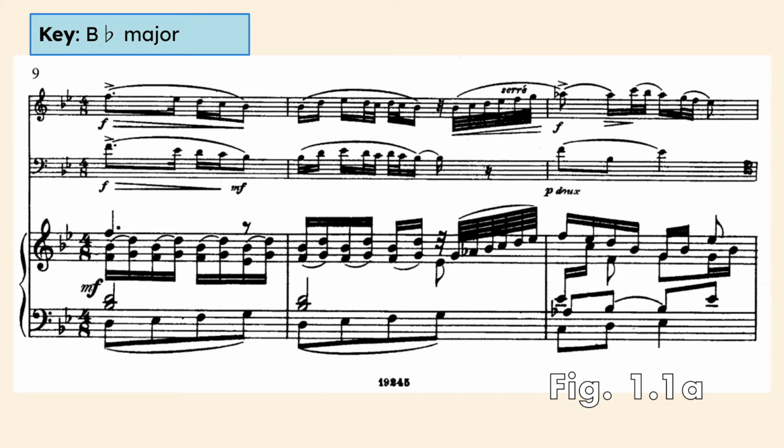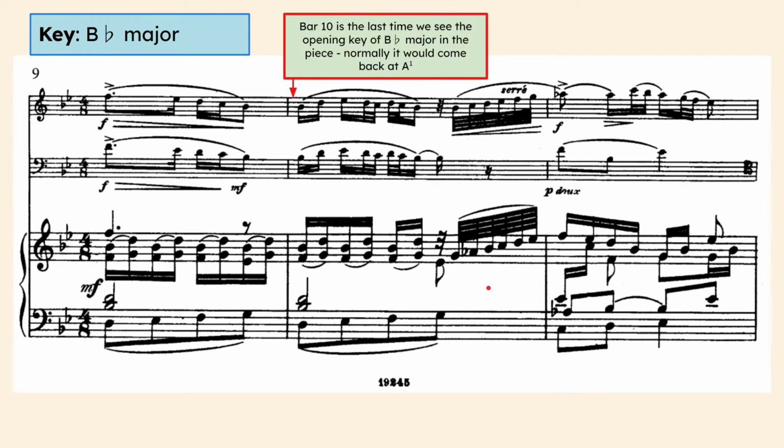We're back in B flat for bars 9 to 10, and the significant thing here is that bar 10 is the last time we see the key of B flat in the entire piece. This links to what I said at the start about the problematic ternary form. We'd normally expect B flat major to come back at some point, probably in the second A section.